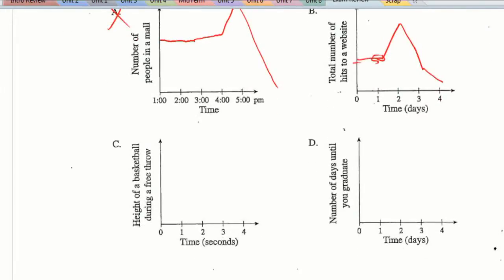Height of a basketball: it starts at the person's hand, which is above the ground. It goes up in the air, and then the height would go back down to some other level, like a hoop. So that's changing. And the number of days until you graduate. If today you have like a year, 2 years left, 600, 700 days, let's say, that's going to continually go down until you get to zero. So D is going to be the linear one.